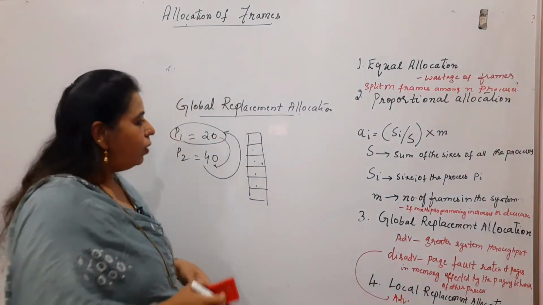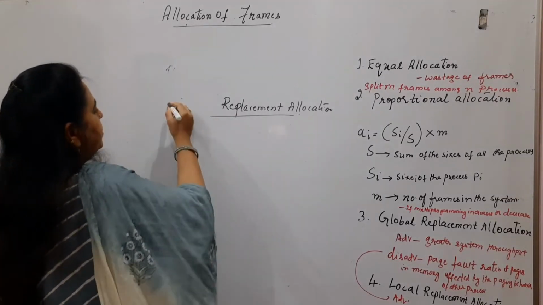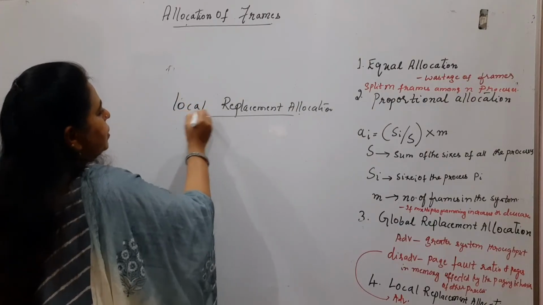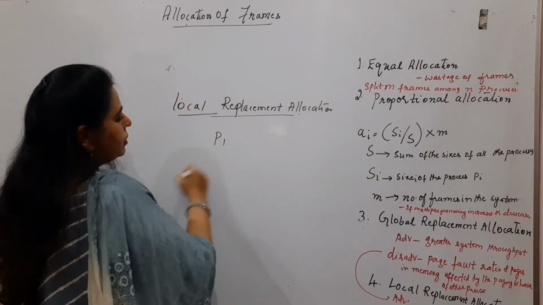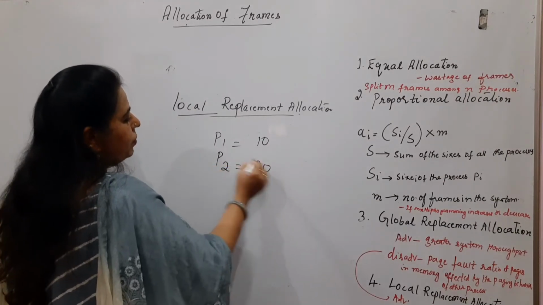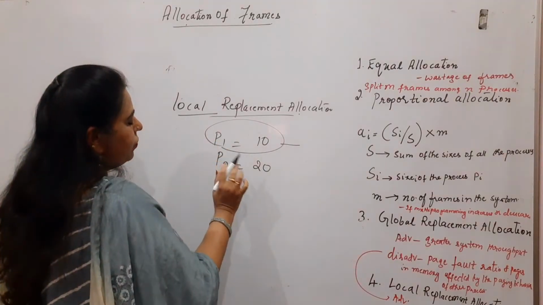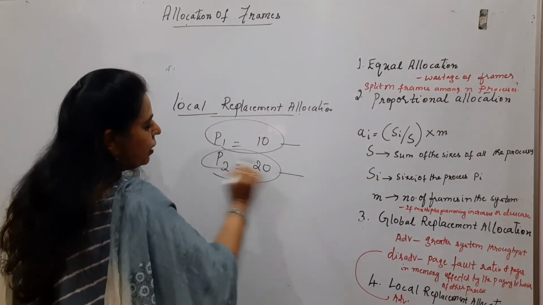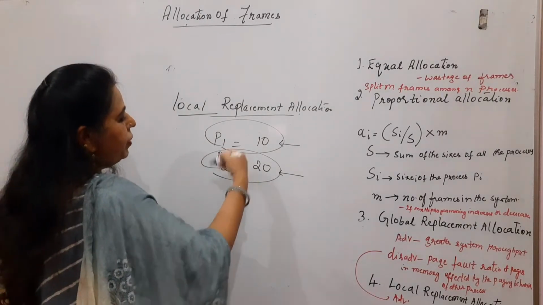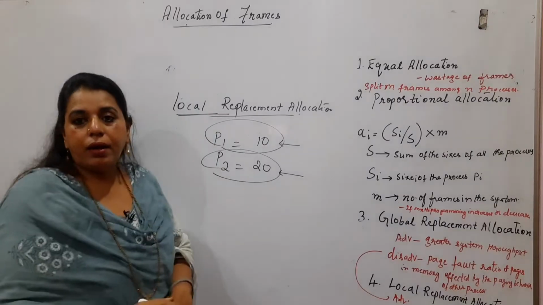Whereas local replacement allocation works in this manner. Suppose P1 is assigned 10 frames and P2 has 20 frames. Local in the sense that P1 should manage only with whatever frames it is allotted. P2 should manage with only the frames it is allotted. So there is no question of P1 taking from P2 or P2 borrowing from P1. That's the reason we say it is a local allocation.